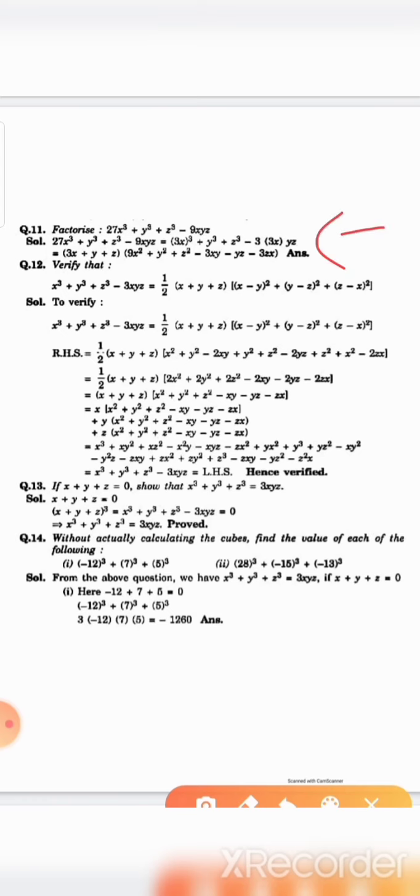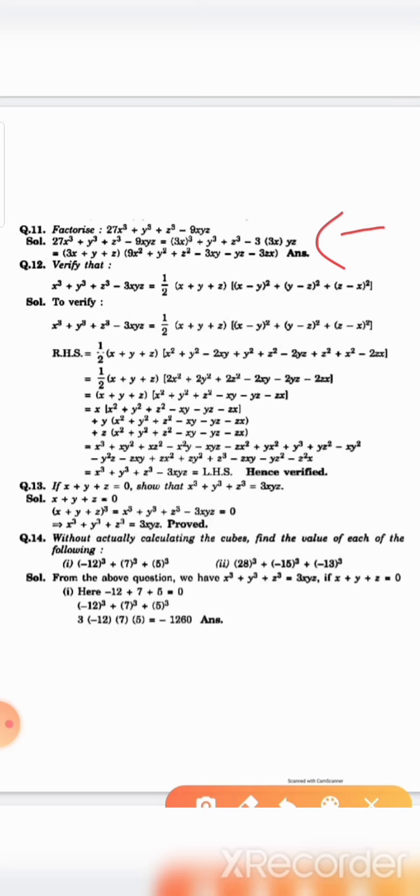27x cube as 3x whole cube, plus y whole cube, plus z whole cube, and minus 3 into the product abc. So we write a is 3x, b is y and c is z. So the last term is minus 3 into 3x y z.